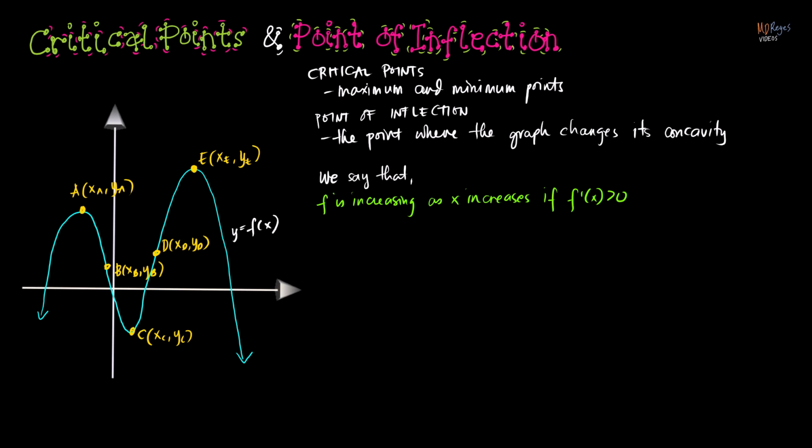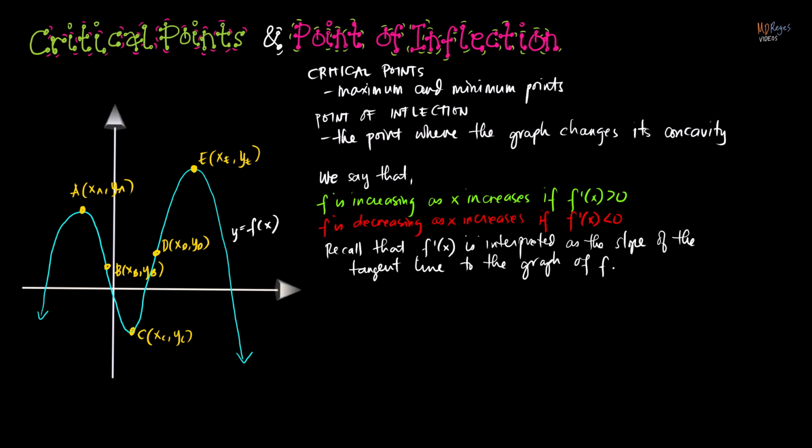a function is increasing as x increases if its first derivative is a positive number, or that is greater than 0. On the other hand, f is decreasing as x increases if its first derivative is less than 0, or that is, it's a negative number.